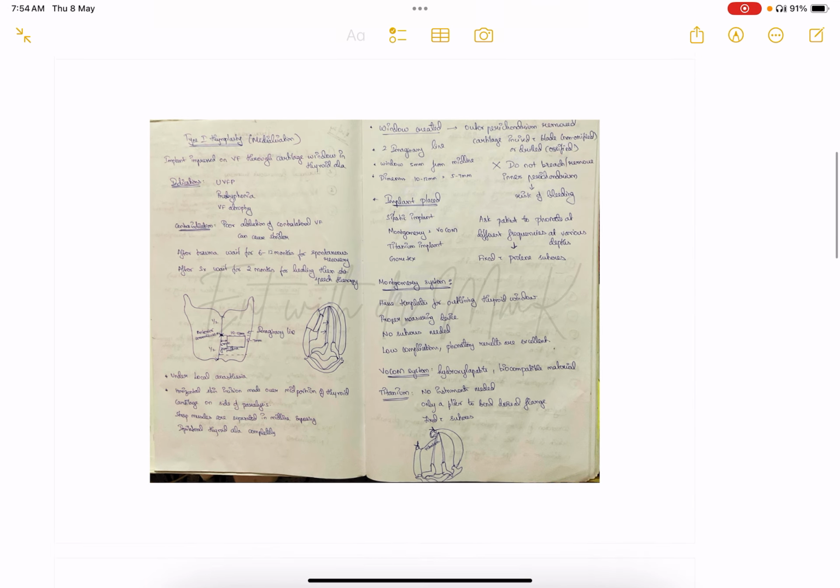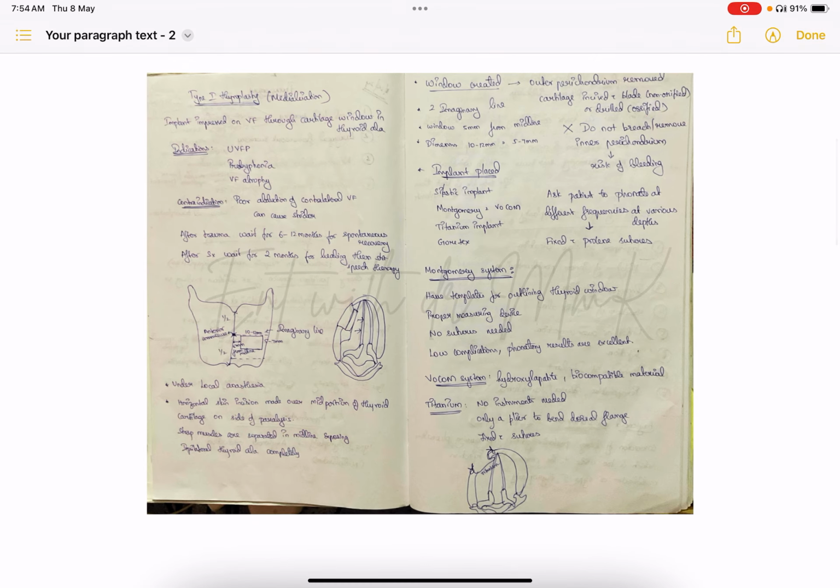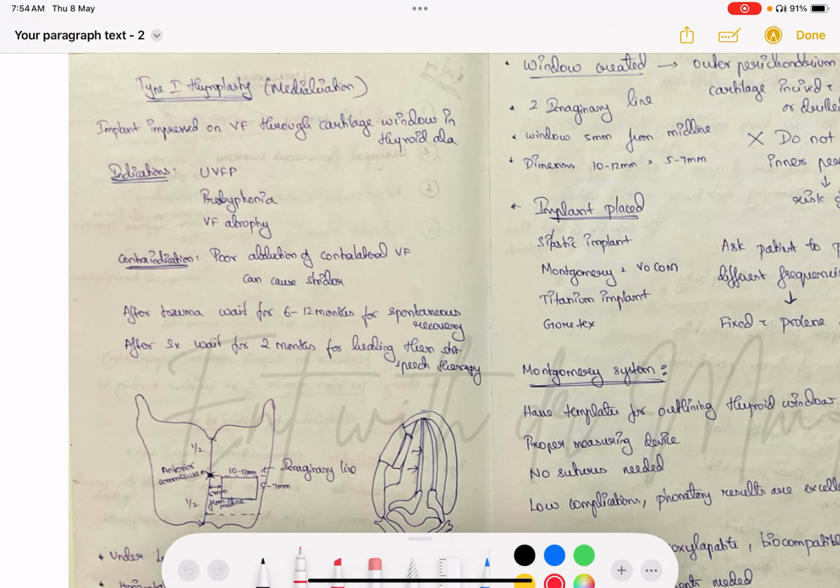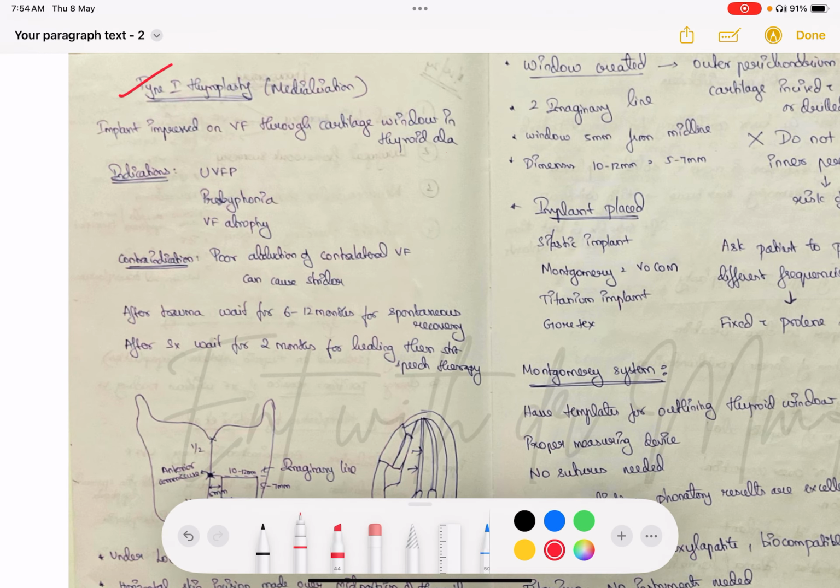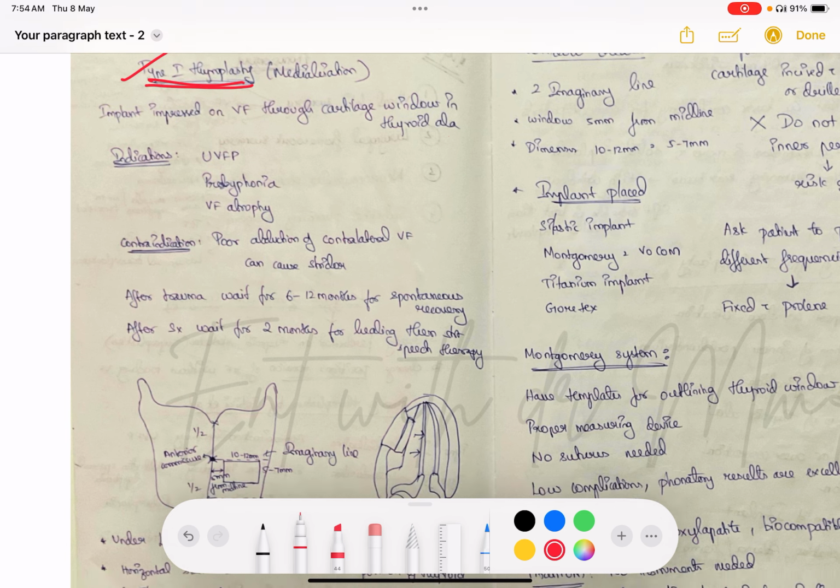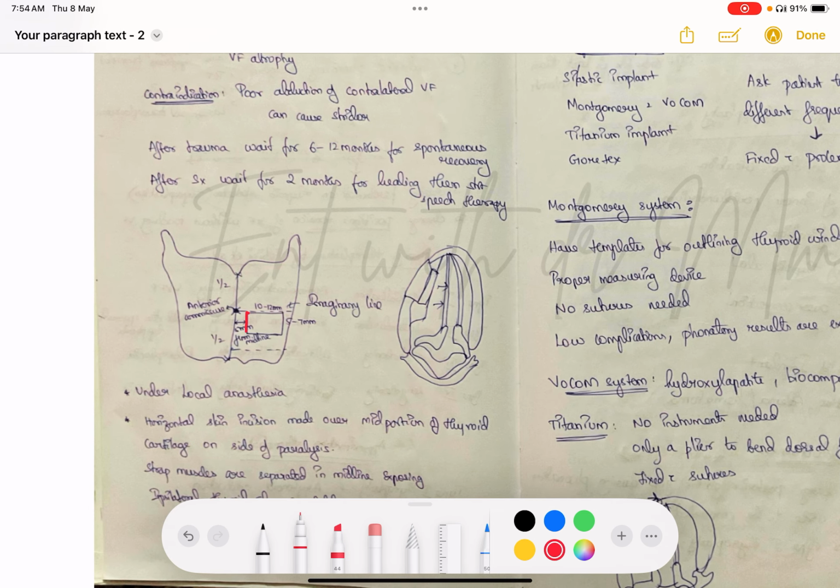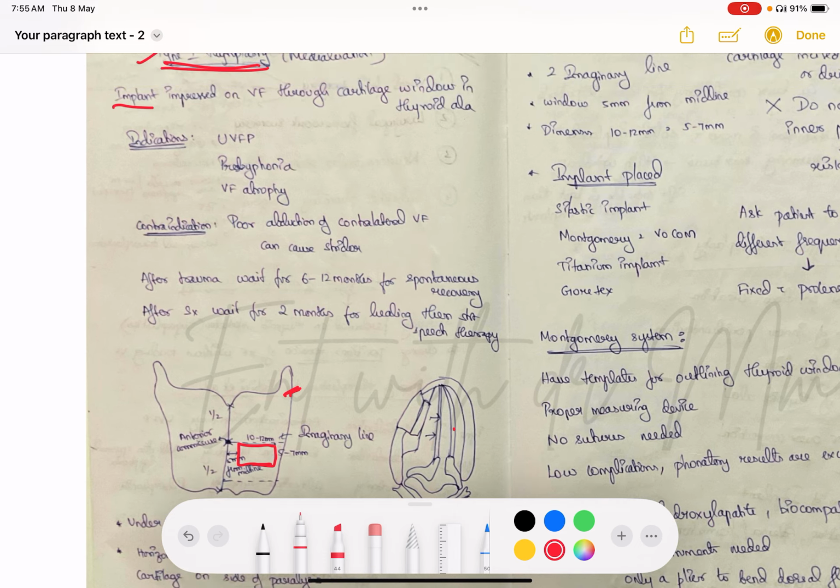Now type 1 thyroplasty. So how is it done? Here we are going to create a window in the thyroid cartilage. So we will first expose the thyroid cartilage. We already discussed we are going to do surgery only on the thyroid cartilage. We are not going to touch the vocal cord. So we are creating a window in the thyroid cartilage and an implant is placed through it to push the vocal cords inside. We will discuss it in detail.